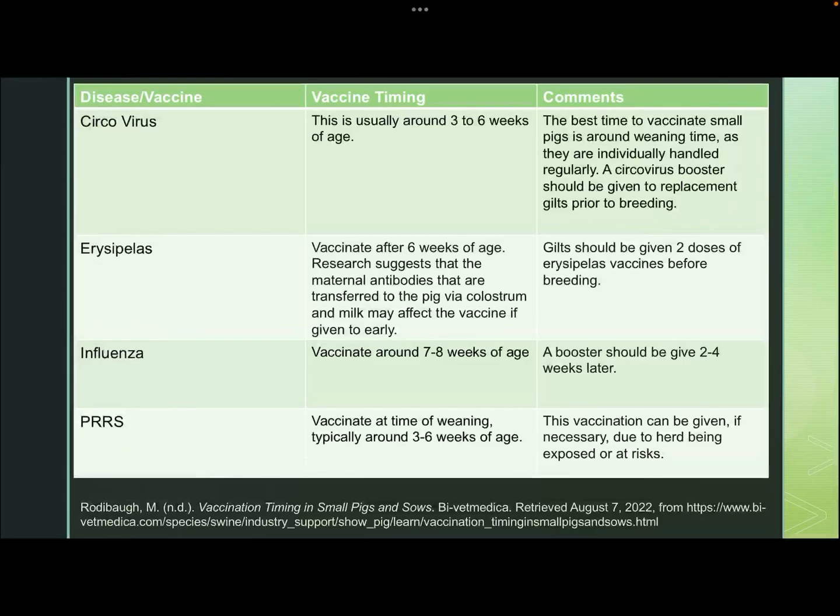Here is a suggested schedule of vaccinations for diseases and the vaccine timing, as well as comments of when boosters should be given routinely.